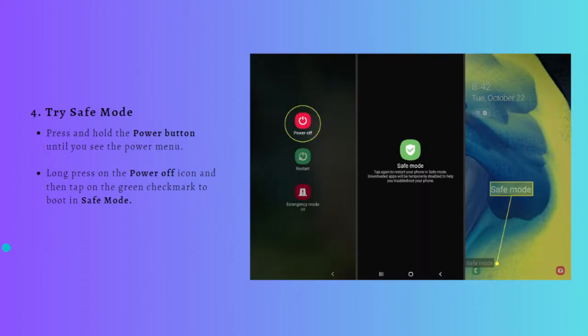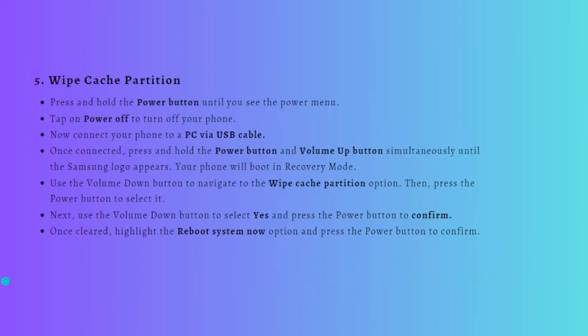Next one is to try safe mode. Press and hold the power button until you see the power menu. And then long press the power off icon and then tap on the green check mark to boot in safe mode.